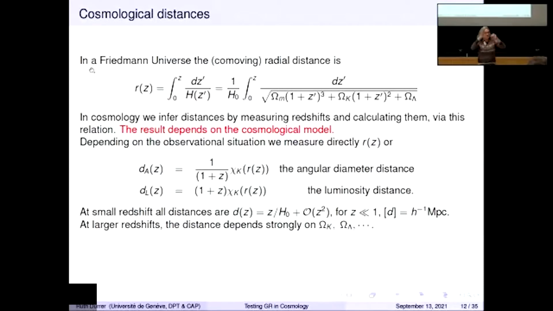For this reason, since H0, this expansion rate, is not very well known, in cosmology one usually measures distances in units of h inverse times megaparsec, where a megaparsec is roughly 3 million light years, and h inverse is a fudge factor parameterizing the fact that we don't know this expansion rate H0. But at larger distances, this is no longer sufficient, we have to really know this function and we have to input these parameters.